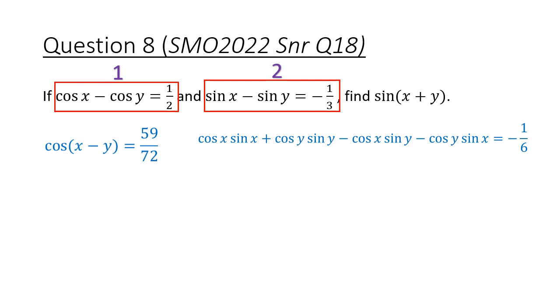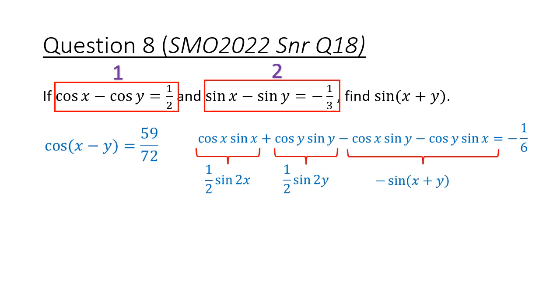Now cos x sin x, notice that if I just multiply a 2 to it, it will give me the double angle formula for sin 2x. So essentially that's just half sin 2x. Similarly, cos y sin y is just half sin 2y. Next, we are going to reverse the addition angle formula for sin to give us negative sin(x plus y) for the last 2 terms.